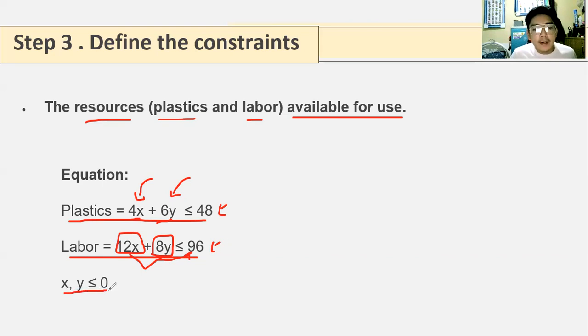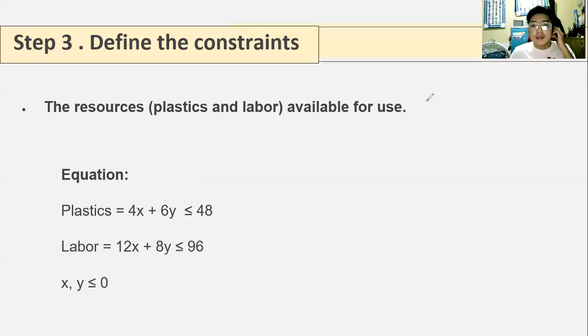And then we have here X and Y should not be equal to 0. Of course, in this problem, we are finding out the maximum profit, and we can't get the maximum profit if we produce zero products. So X and Y should not be zero. Producing zero products means no profit, and that's not a maximum profit. So the next step that we're going to have is this.